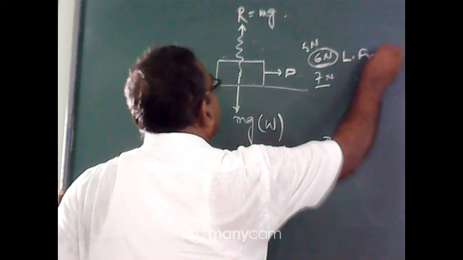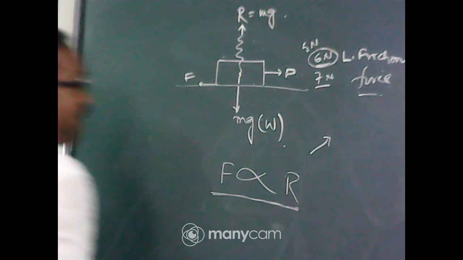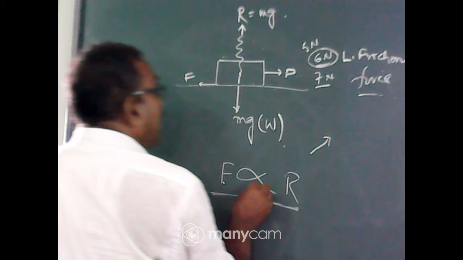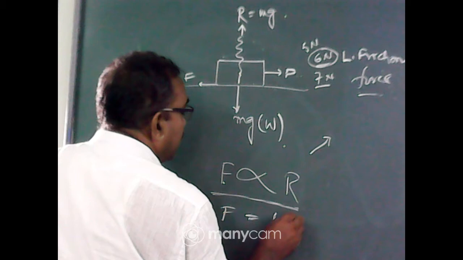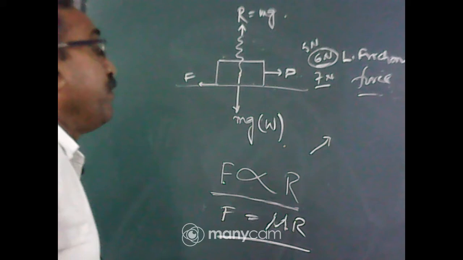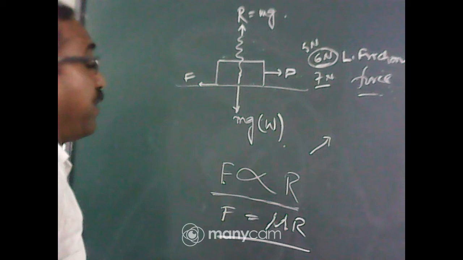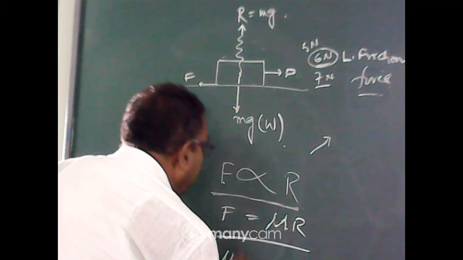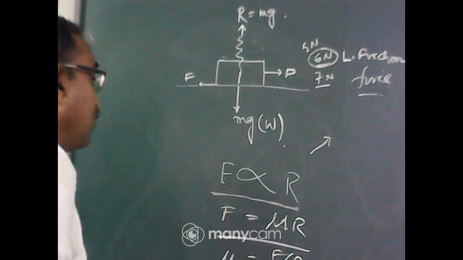So this value is called the limiting frictional force. The limiting frictional force is directly proportional to the reaction force. Removing the proportional sign, F equals mu into R. This mu is called the coefficient of friction. Coefficient of friction mu equals F by R.